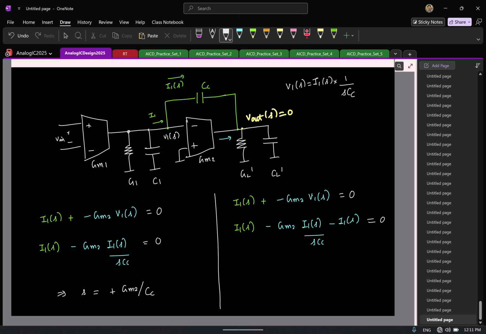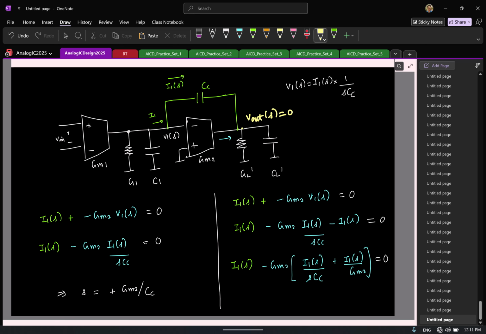So let me take out GM2 separately. So I'm trying to pull out GM2 from the equation. So which means the first term is I1 of S by SCC. What will be the second term? I1 of S by, some of this will be, so I know this is GM2 V1 of S. So this is GM2 V1 of S. So now we can clearly see what should be my V1 of S now.